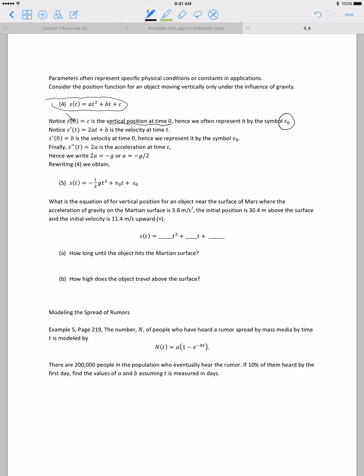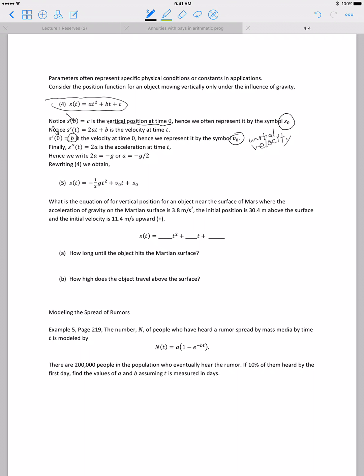So this is the velocity. The time derivative of position is velocity at time t. If we then plug 0 in for t again, we get s prime of 0, and the term 2at disappears because t is now 0, and we just get s prime of 0 is b. This is the velocity at time 0. Sometimes we will represent this by v sub 0, and we call it initial velocity. So we have an initial position c, and initial velocity b.